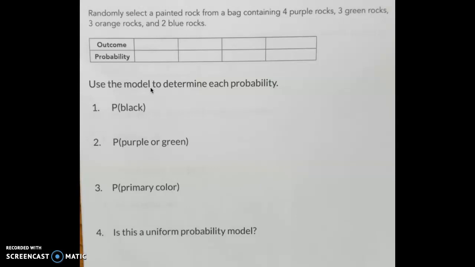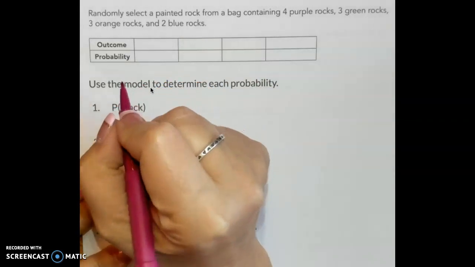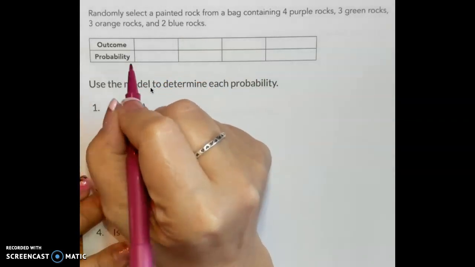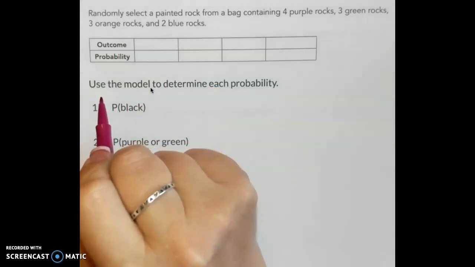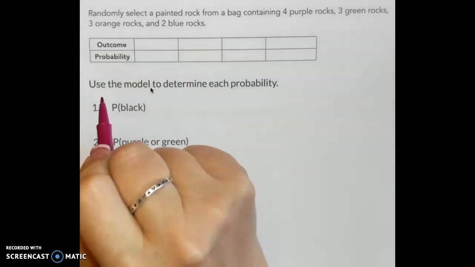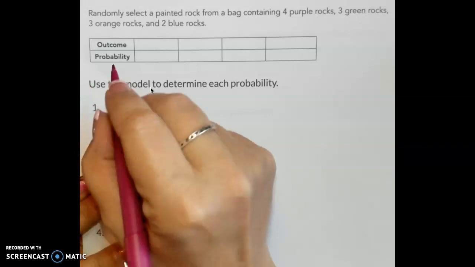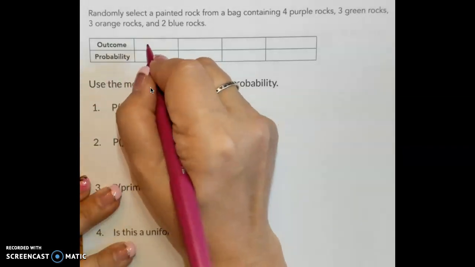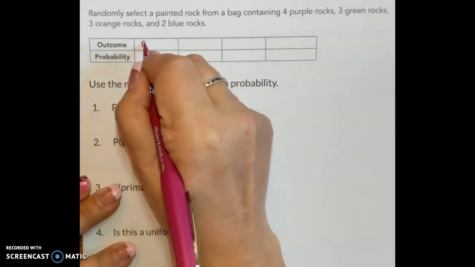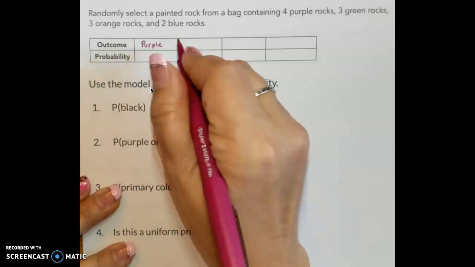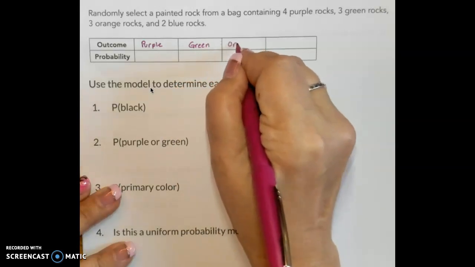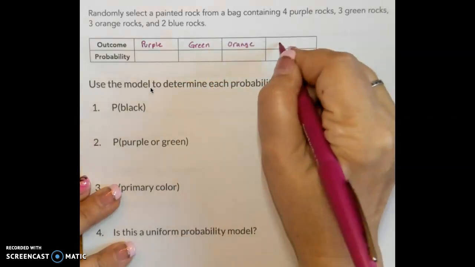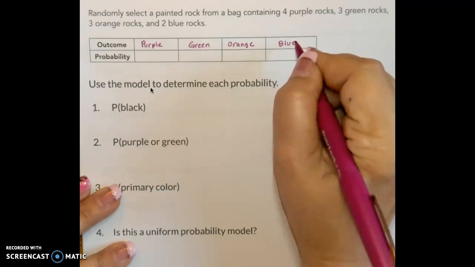Now, the possible outcomes are what is listed on the top of our table. And I would encourage you to pause the video right now and go ahead and create this table in your notes. You can resume the video as soon as you're ready. Okay, there are purple rocks, green rocks, orange rocks, and blue rocks.